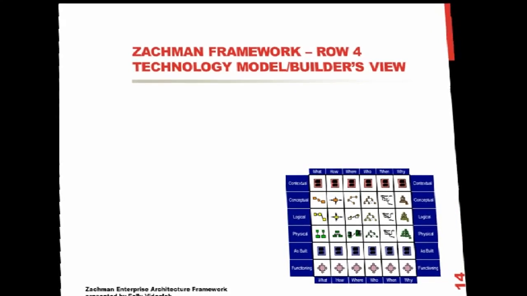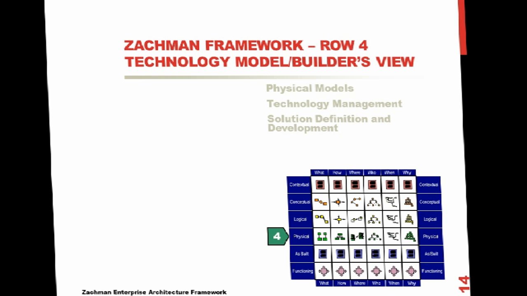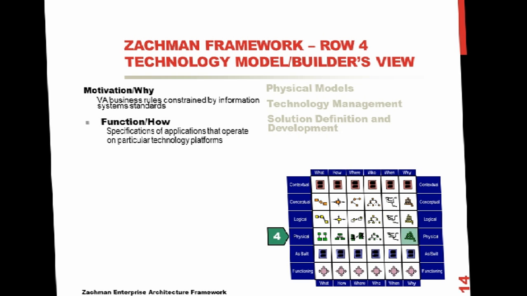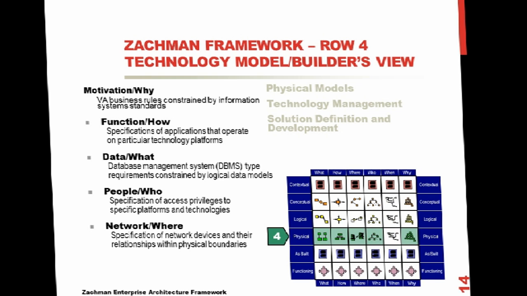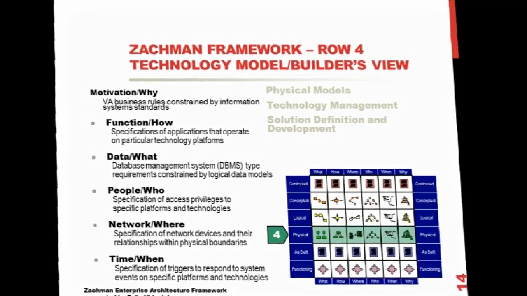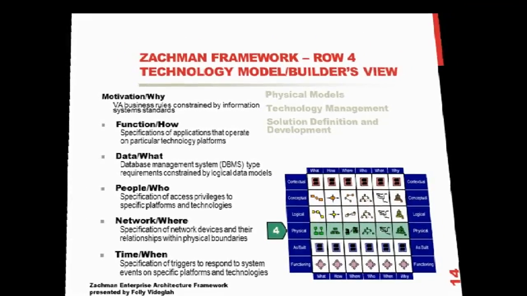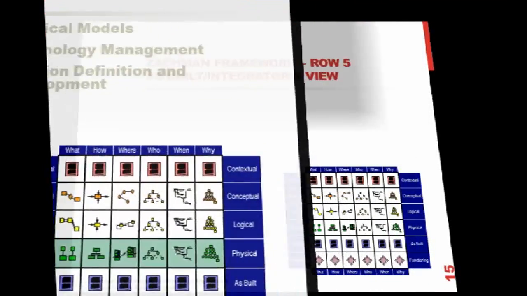Row 4, technology model, builder view. What is that? The more physical, the technical management, the solution definition of the development, function specification that operates a technology platform, database management system, the DBMS, the requirement constraint, the network specifications, everything, the timing, the trigger, the record, all that.